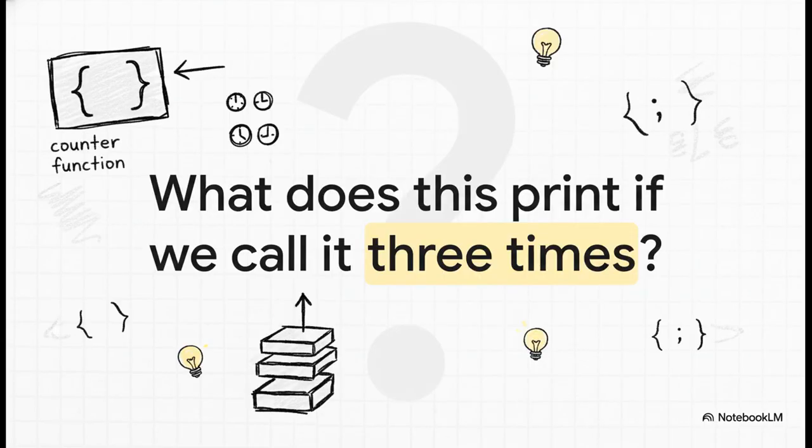This is the classic example that just makes it all click. Take a look at this counter function. What do you think is going to happen? What will it print if we call it, say, 3 times in a row? Now, the absolute magic here is that little static keyword.